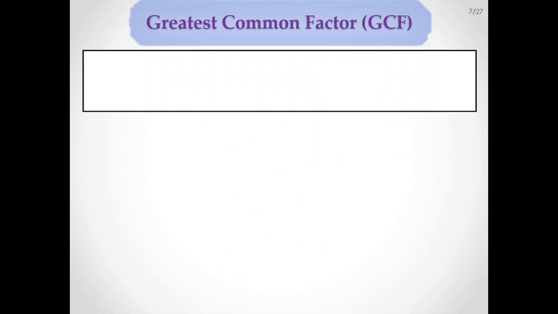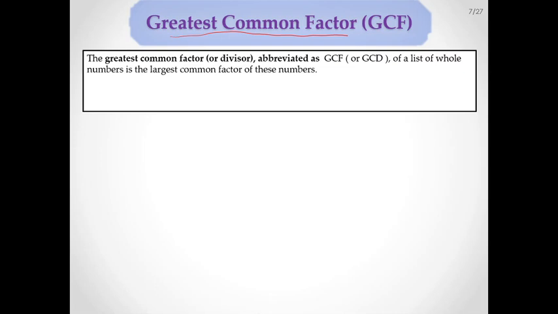Now, there's one thing important, and we will use it a lot. This is the greatest common factor of numbers. The greatest common factor or divisor is abbreviated, which means written in short with letters, as GCF or GCD.